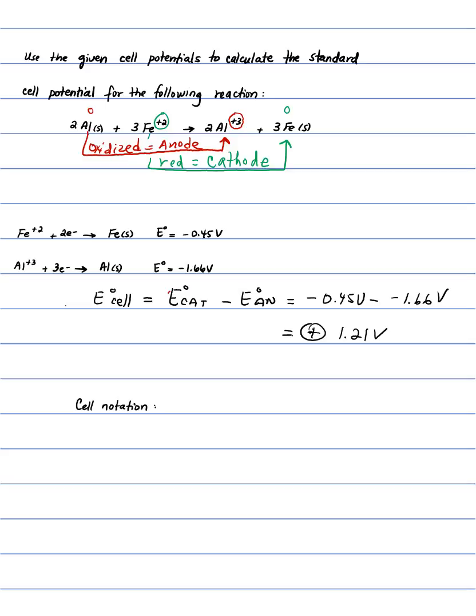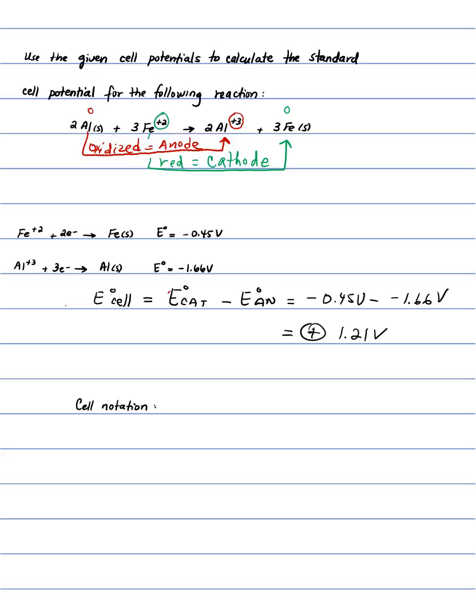Now, the cell notation is something that we use to represent oxidation and reduction also. It's a simplified version, but it will give you all the information that you need to know which substance is being oxidized, what you're getting from the oxidation, which substance is being reduced, and what you're getting for your reduction. So cell notation is always written the same way.